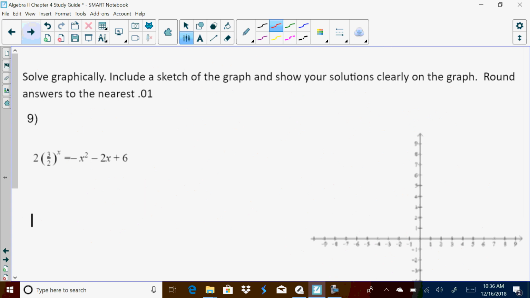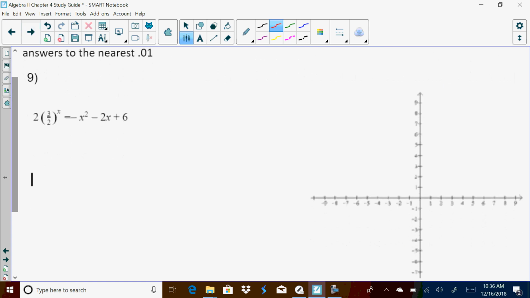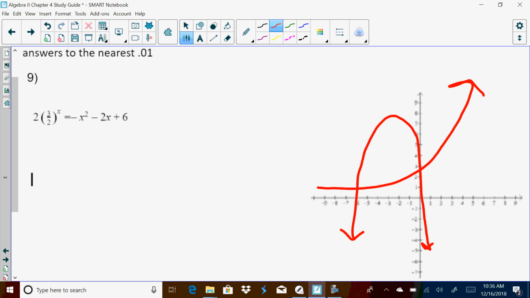Next problem told me to solve graphically. So again, I used Desmos. When I did it, if I was to sketch my graph, I ended up with a parabola that looked kind of like this. And I ended up with an exponential that looked kind of like this. So they had 2 points. Notice my graph is nowhere near where it's supposed to be. So x would equal 1 or it equaled -3.56.